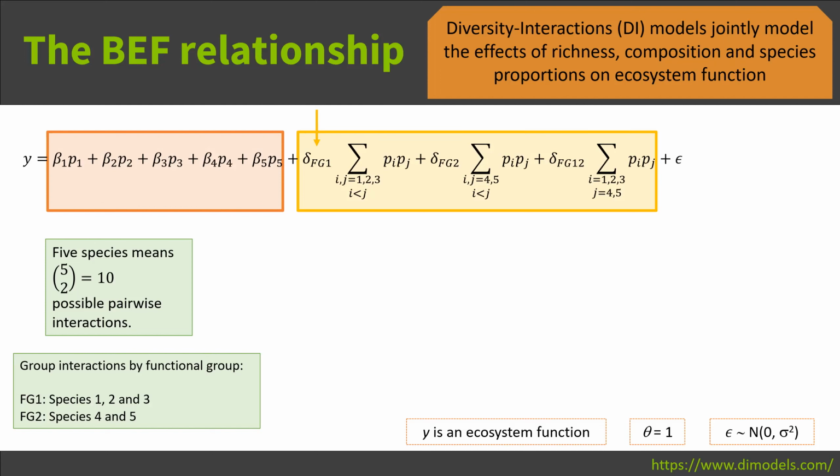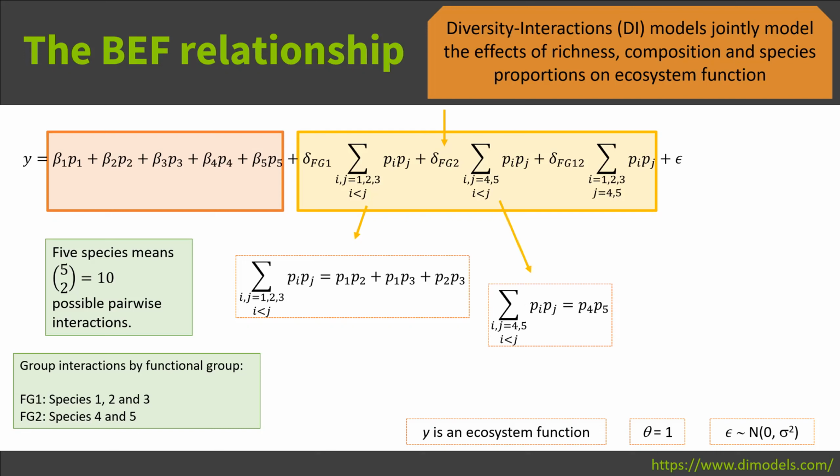Delta FG1 is for the interaction for any pair of species in functional group 1, so any pair of species 1, 2, and 3. Mathematically, we sum the 3 PiPj's that involve species 1, 2, and 3. Delta FG2 is for the interaction between the 2 species in functional group 2, so the interaction between species 4 and 5. The summation term describes this interaction term generally, but because there are only 2 species in functional group 2, it simplifies here to just P4 multiplied by P5.